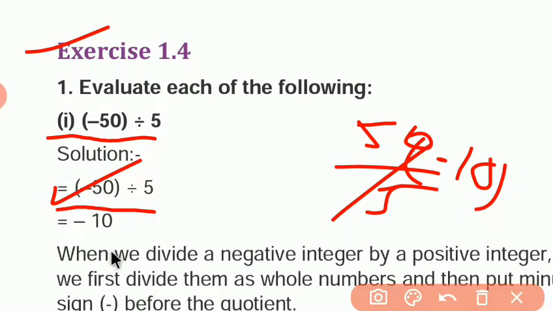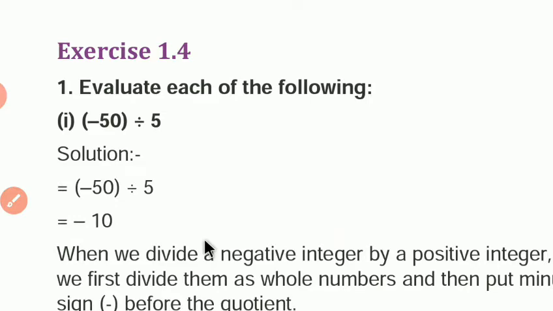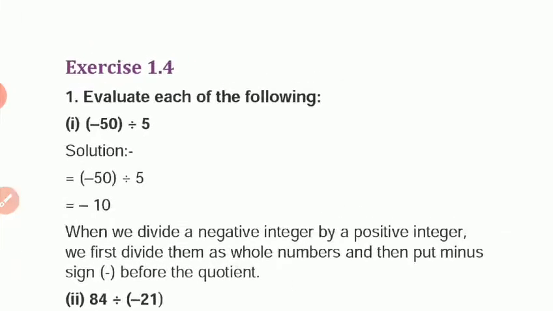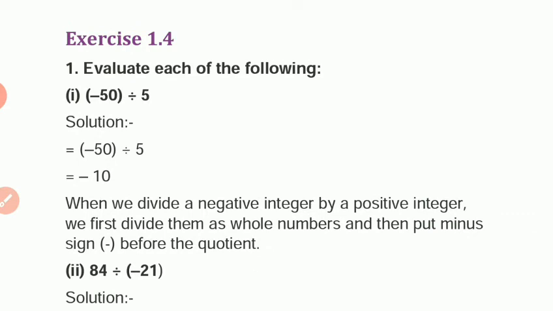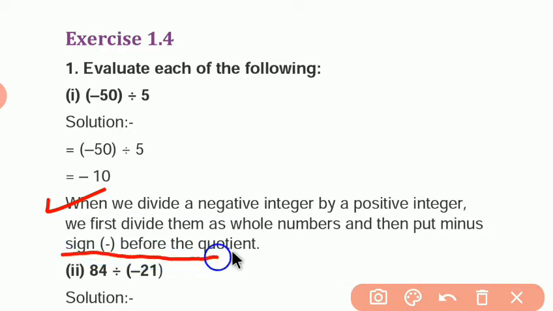Or you can say that when we divide a negative integer by a positive integer, we first divide them as whole numbers and then put minus sign before the quotient. Here this one line I have written for you to understand. No need to write in your copies. So when we divide a negative integer by a positive integer, we first divide them as whole numbers and then put minus sign before the quotient.